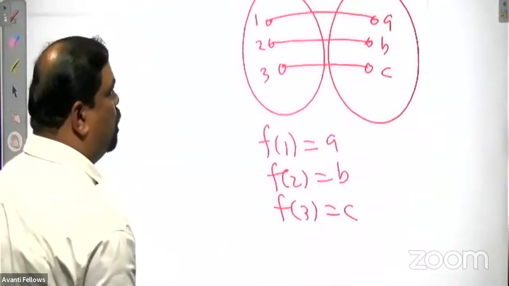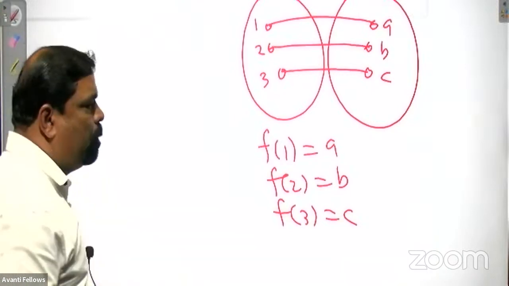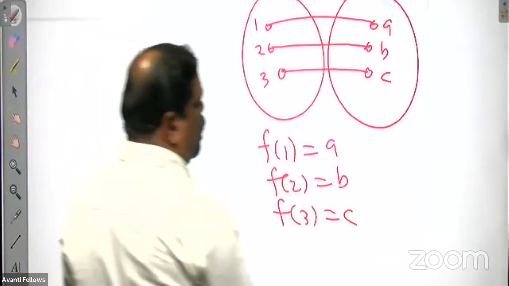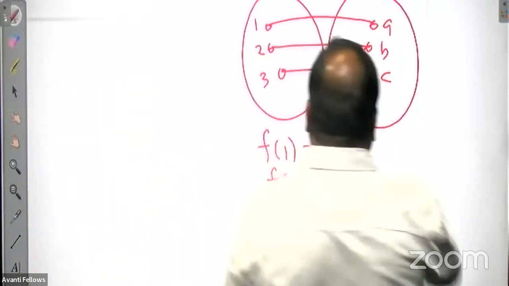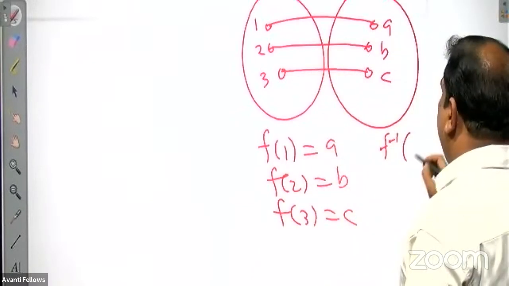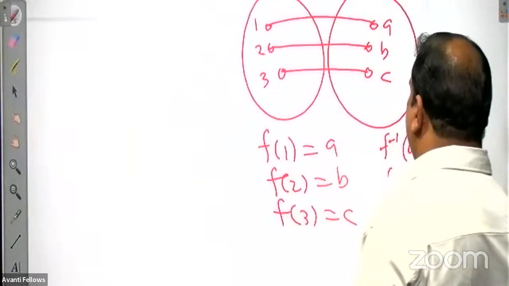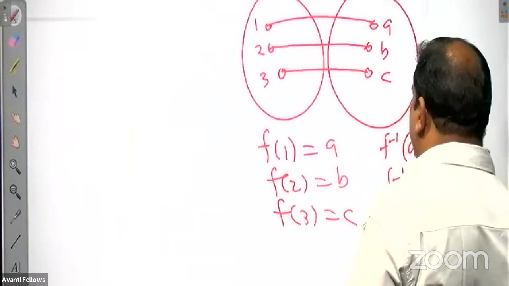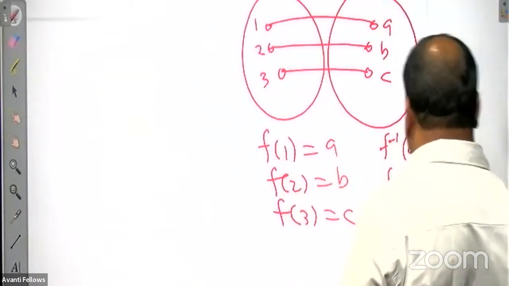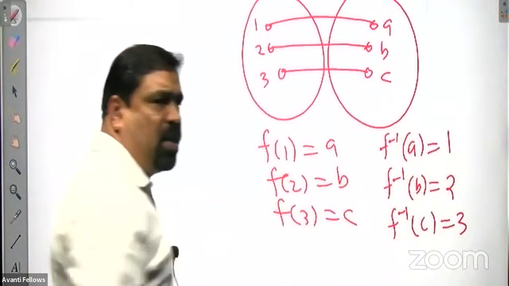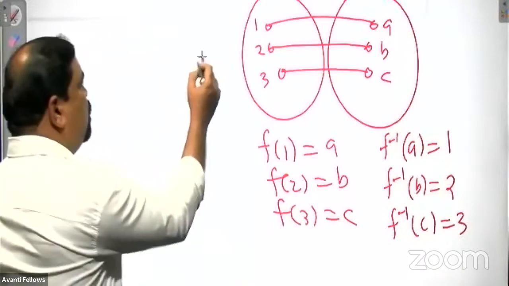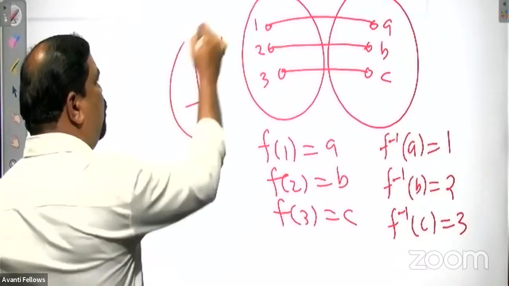Now, can you think about the reverse function? The function from B to A, the reverse mapping. So that we can write F inverse. F inverse is a function from B to A given by F inverse of A is equal to 1, F inverse of B is equal to 2, and F inverse of C is equal to 3. This reverse mapping is called the inverse of the function. Generally, the inverse of a function we denote by this symbol, F inverse.